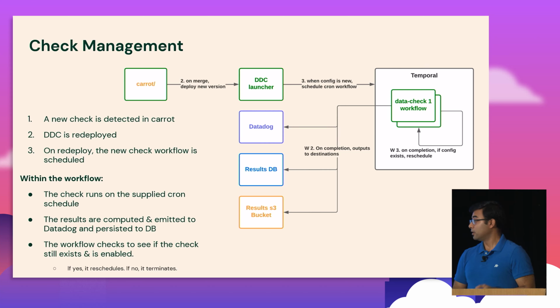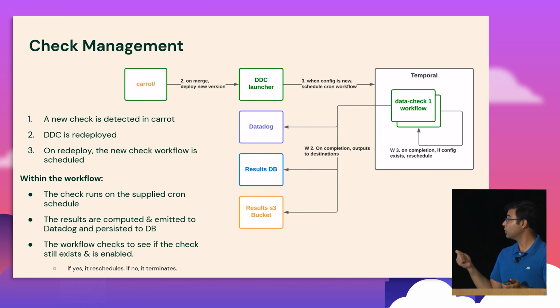And on the check management itself, we have a launcher service which reads from one of our repos. We have a repo called Carrot, which is our main mono repo, although DDC technically works with any repo that might be there in your organization. Upon each merge to this repo, it triggers a build which identifies if a change has been made to a check or a new check has been added. It then creates a cron workflow, a scheduled workflow, for that check.